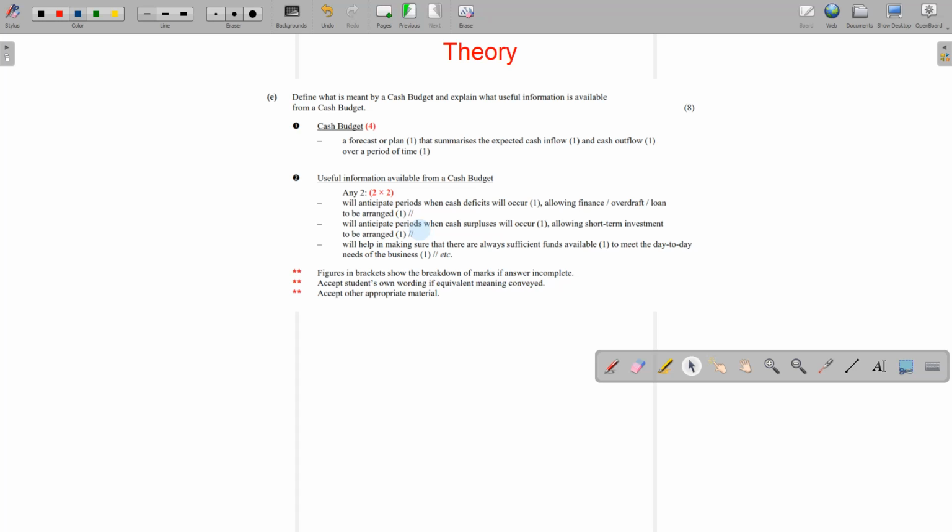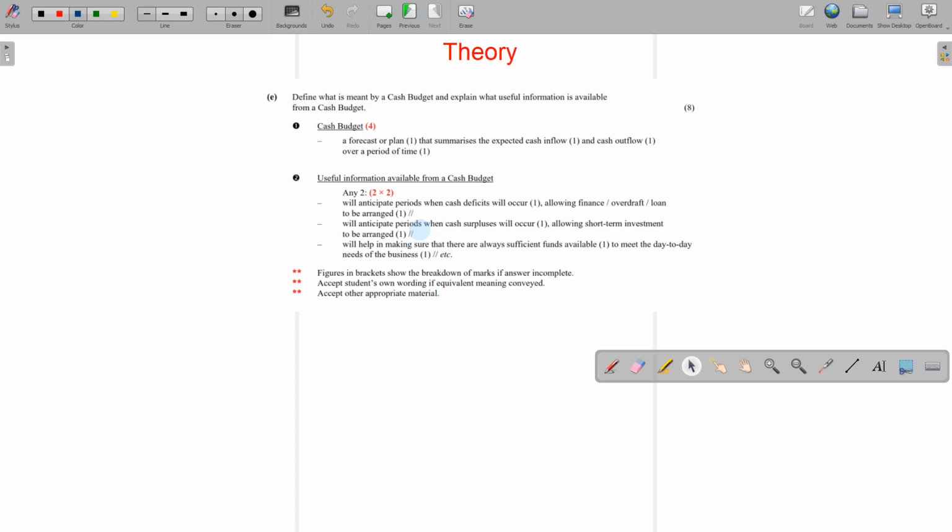It's a forecast that looks at inflow and outflow over a period of time, generally 1 year. So I would imagine if you said over 1 year, you'd get a mark. Again, cash inflow and cash outflow. We shouldn't say income or expenditure because it's cash we're dealing with.